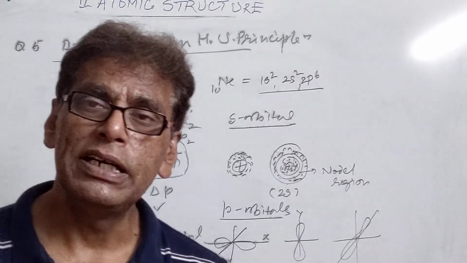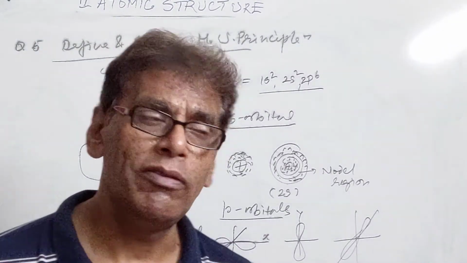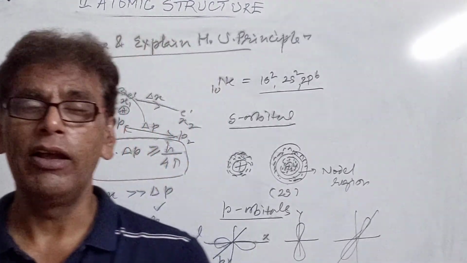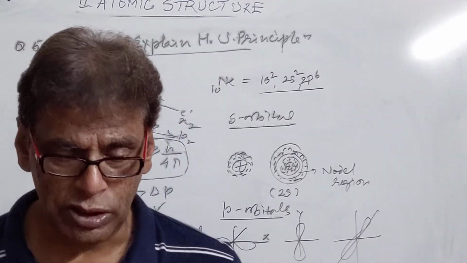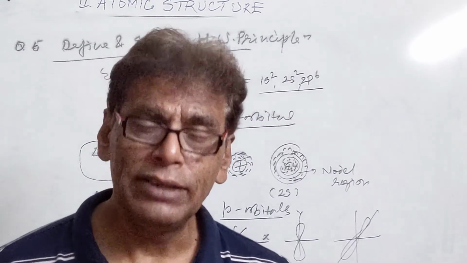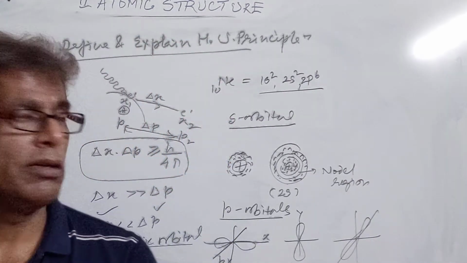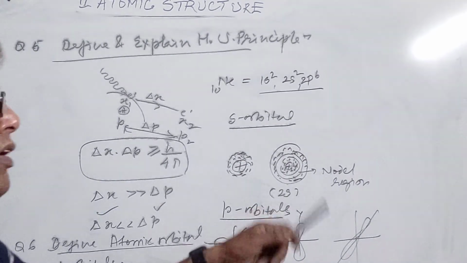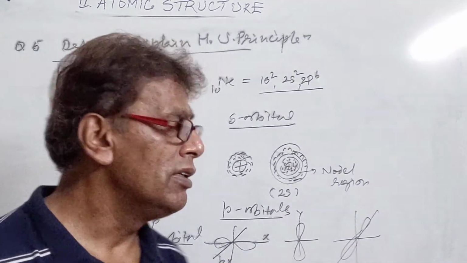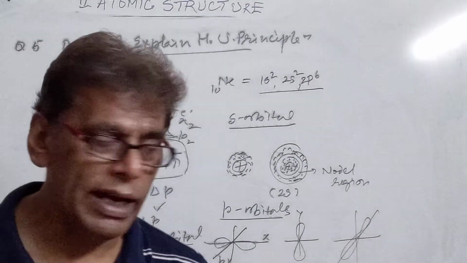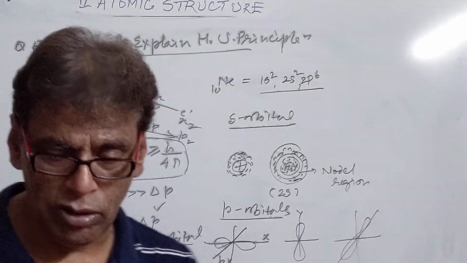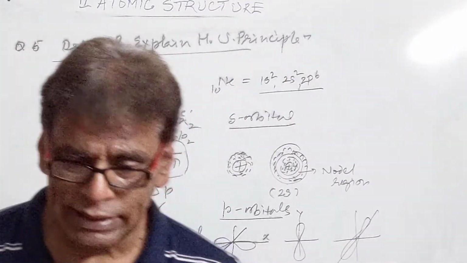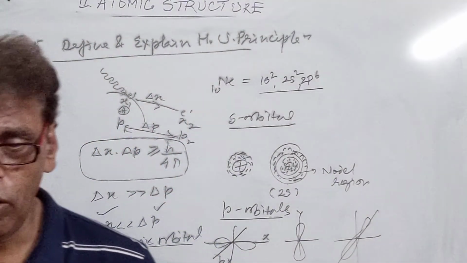Then an orbit represents planar motion of the electron. It does not represent 3-dimensional motion of the electron, while an orbital gives the 3-dimensional motion of the electron. An orbit has no direction, while all the orbitals have direction. The s orbital is spherical, symmetrical on all the axes, but the other orbitals have directions. So this is the difference between orbit and orbital.